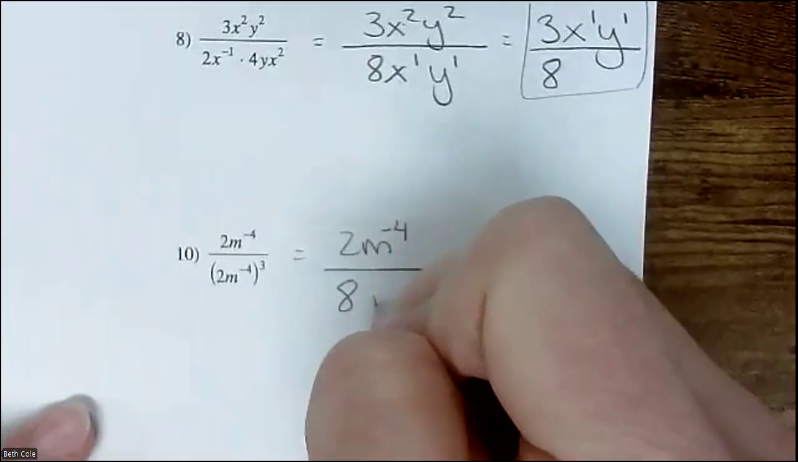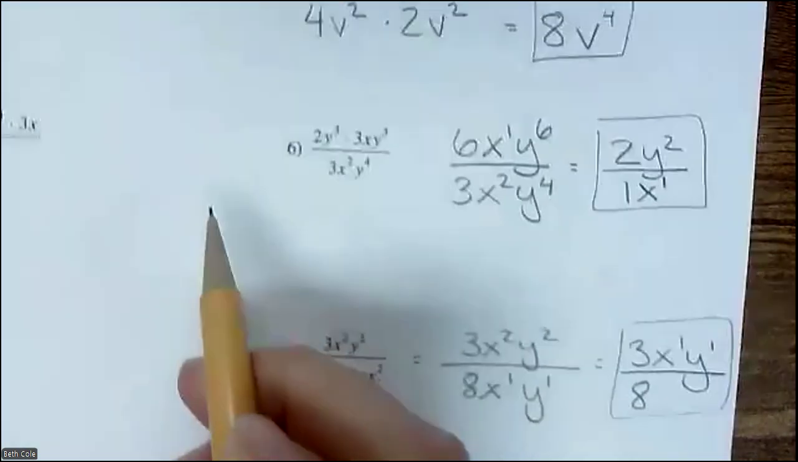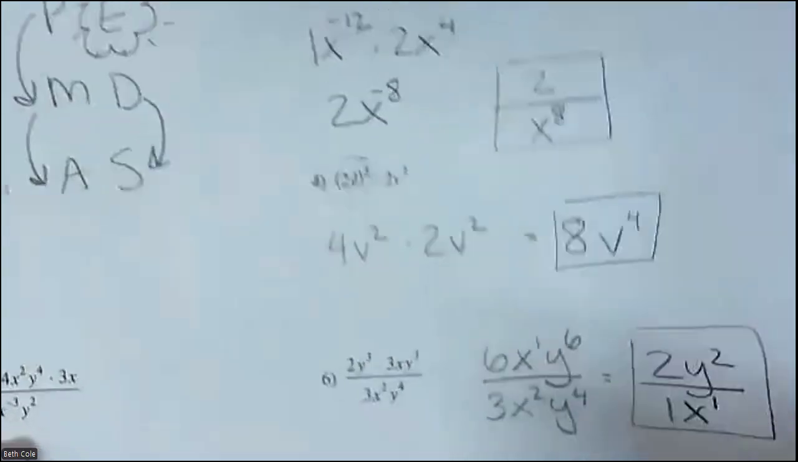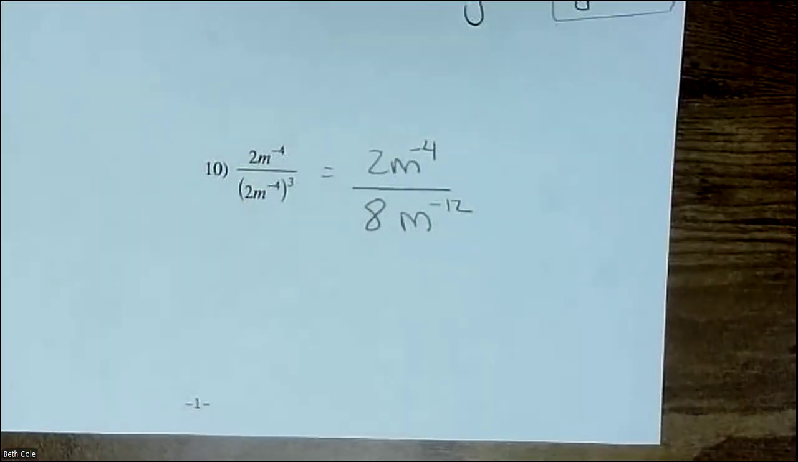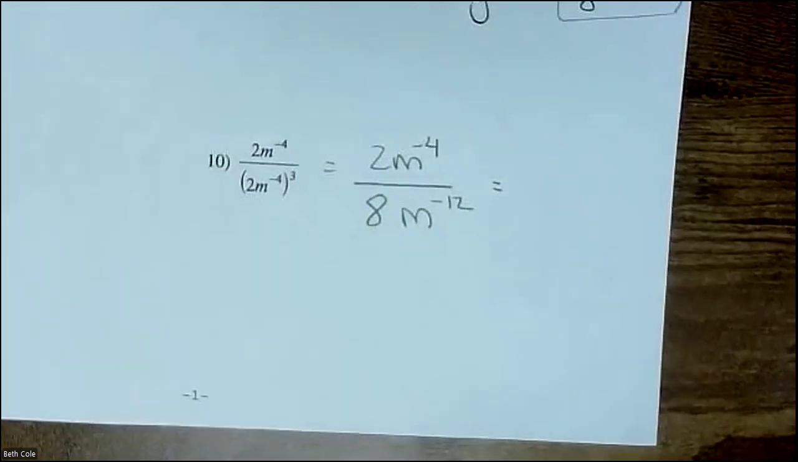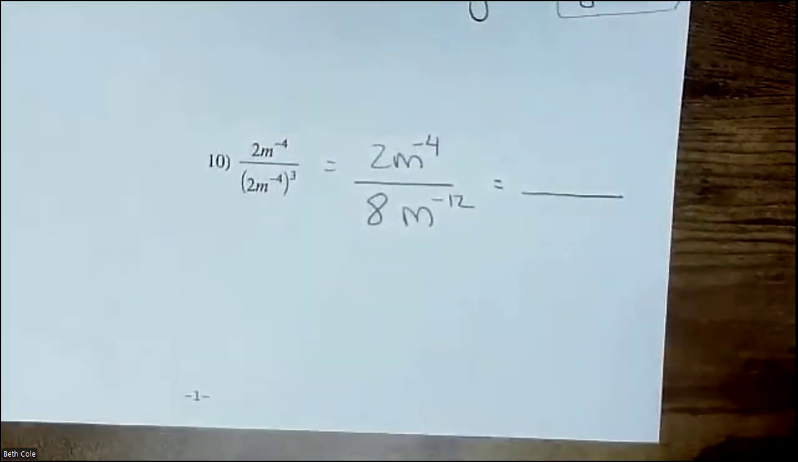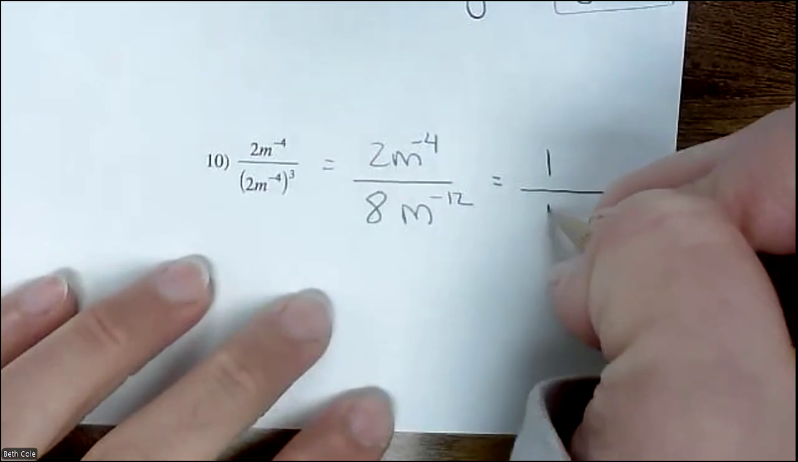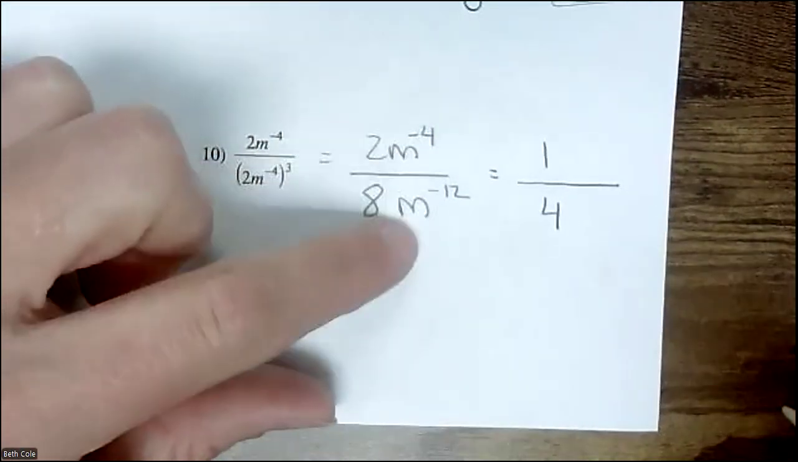Okay. And then for m, do you see how it's a power? A power means you multiply. So -4 times 3 is -12. Now this one's a little tricky because we've got a lot of negatives here, but I believe in you and we're going to get through it. First, let's do the 2/8. That will reduce. 1/4. Good job.